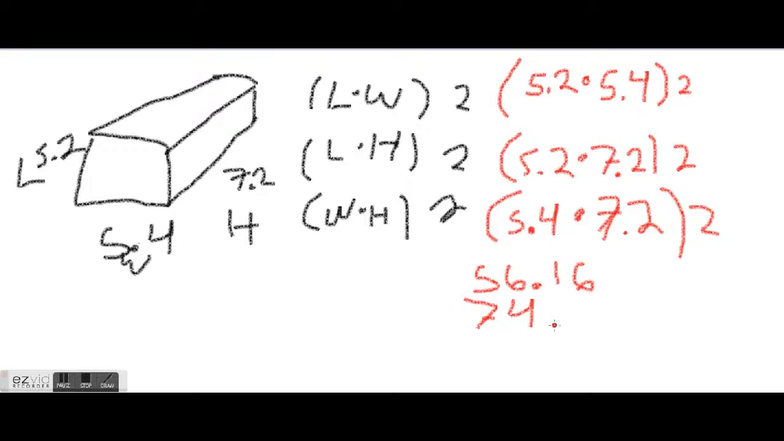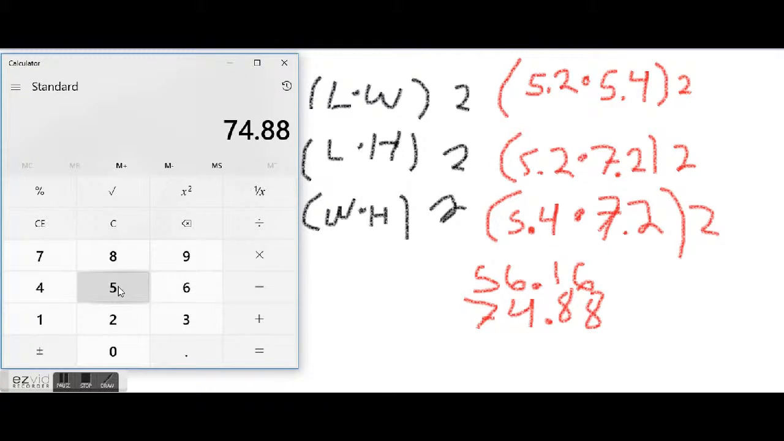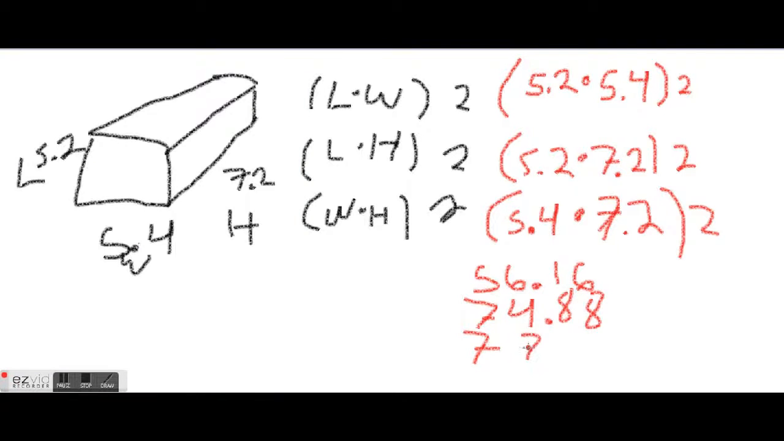Next one. 5.4 times 7.2 equals that times 2 equals 77.76. Now let's add them all together.